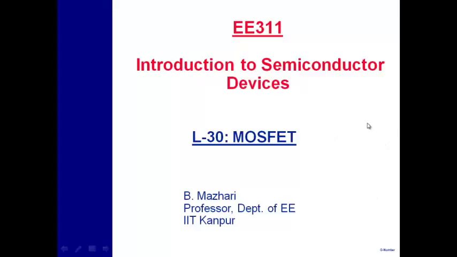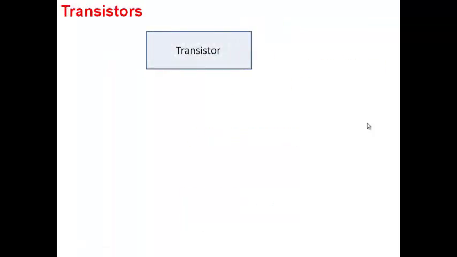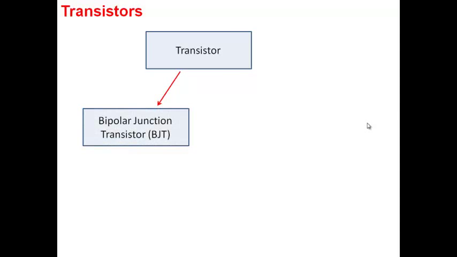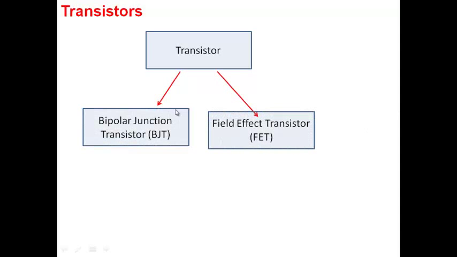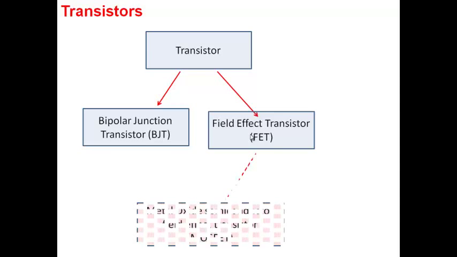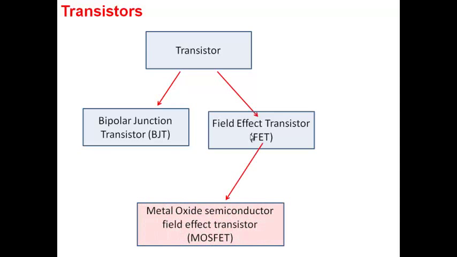All right, so let's start with discussions related to MOSFET. The first thing that we all know is that transistors come in at least two varieties. One of them is the bipolar junction transistor, which we have been discussing in the last couple of lectures. The other one we know is the field effect transistor. And field effect transistors also come in a lot of variety. The one that we are going to focus on is the metal oxide semiconductor field effect transistor.